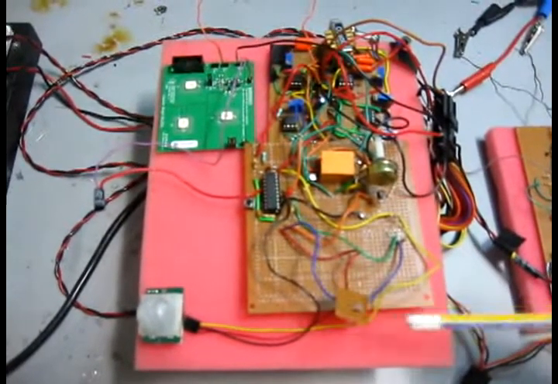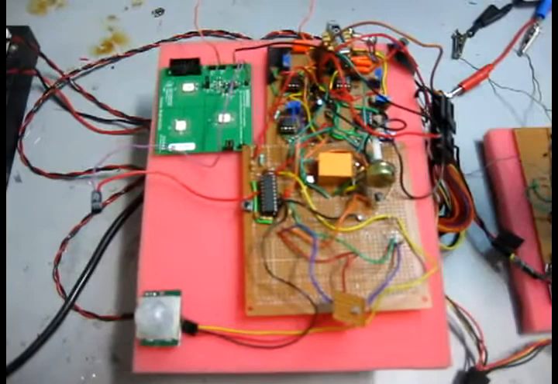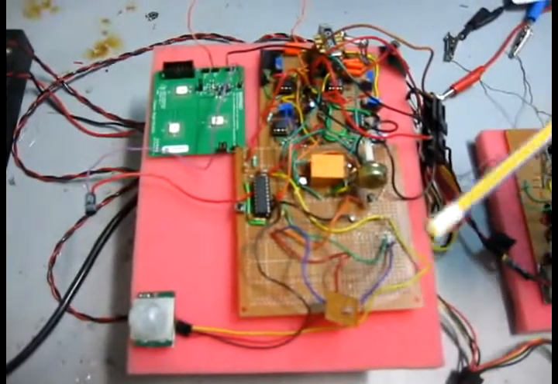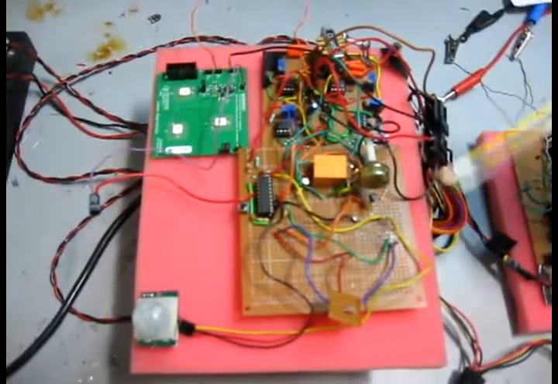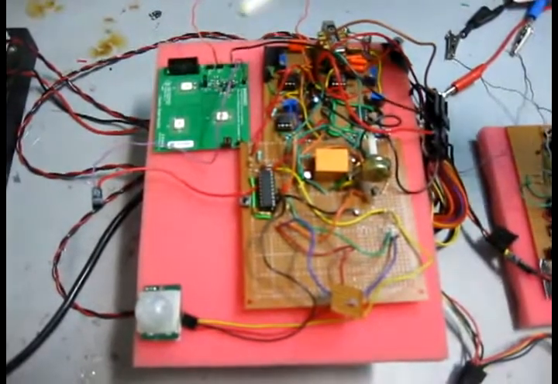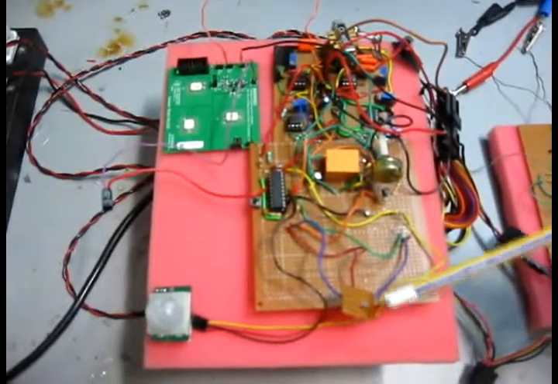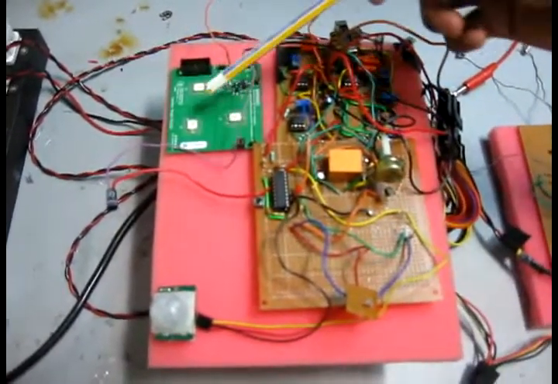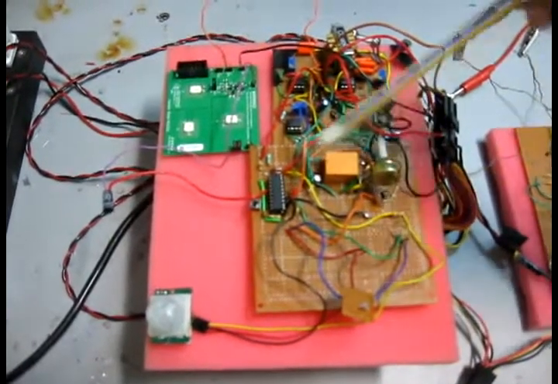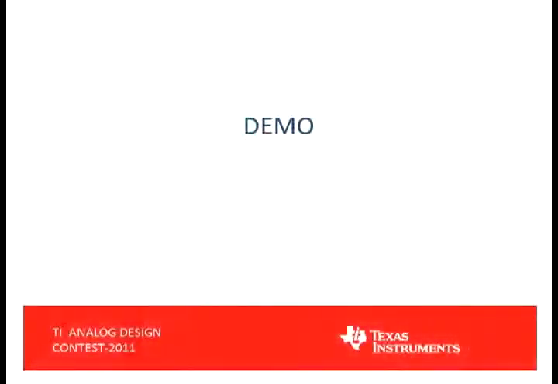This is a light dependent resistor that we have used for sensing ambient light conditions. Say in the evening we do not require the light to glow with full intensity, so it optimizes the intensity of this LED lamp depending on ambient light conditions.